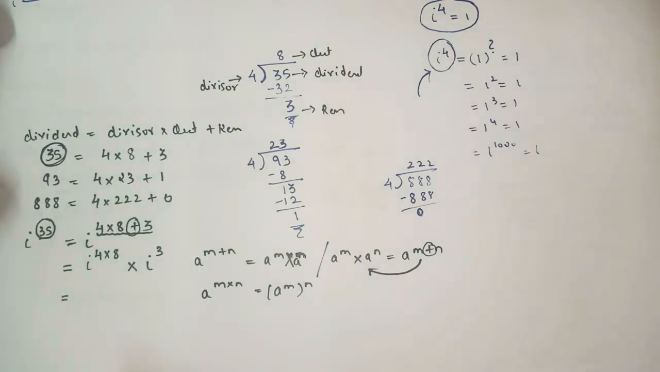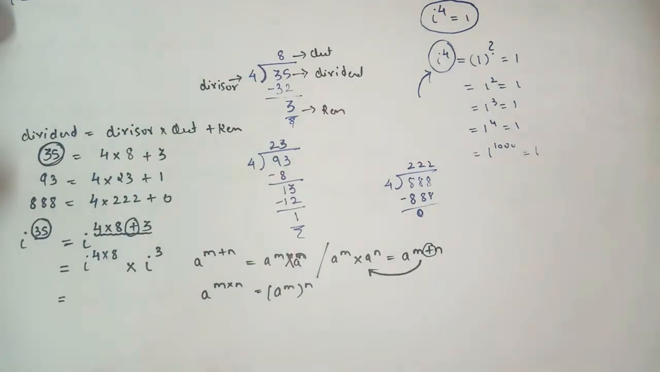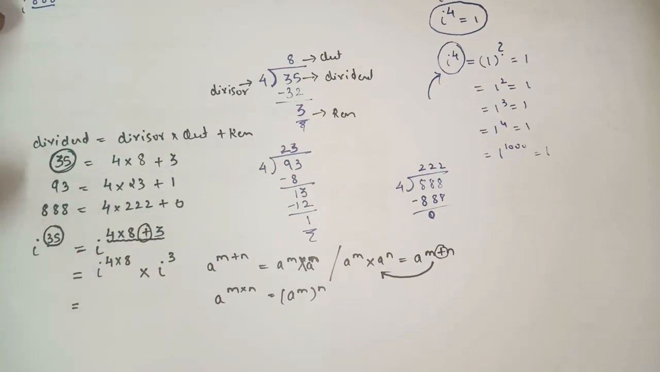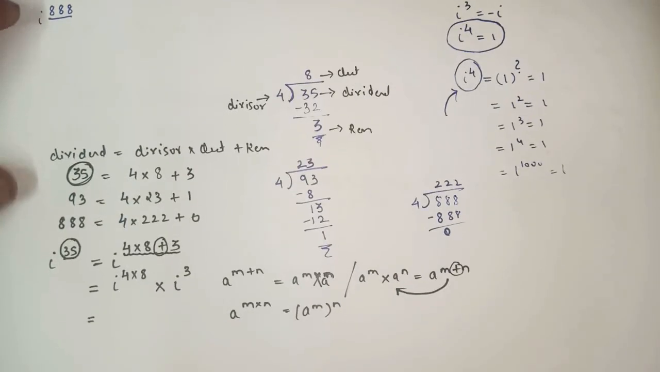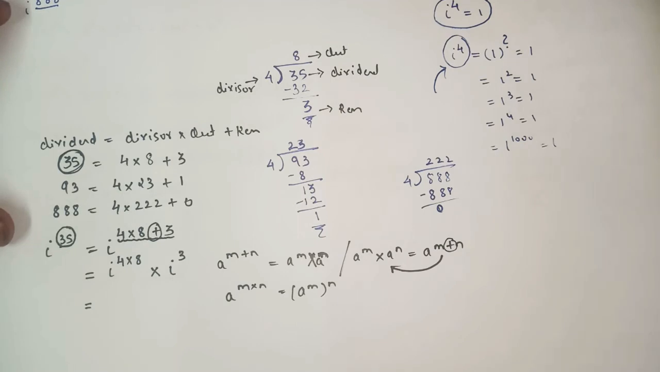Initially you will feel the sum is a little difficult to solve, but as you solve more and more sums, you will feel comfortable and get used to it, and you will feel that this method is the easiest method to find the answer whenever the power is more than 20, 30. Okay.